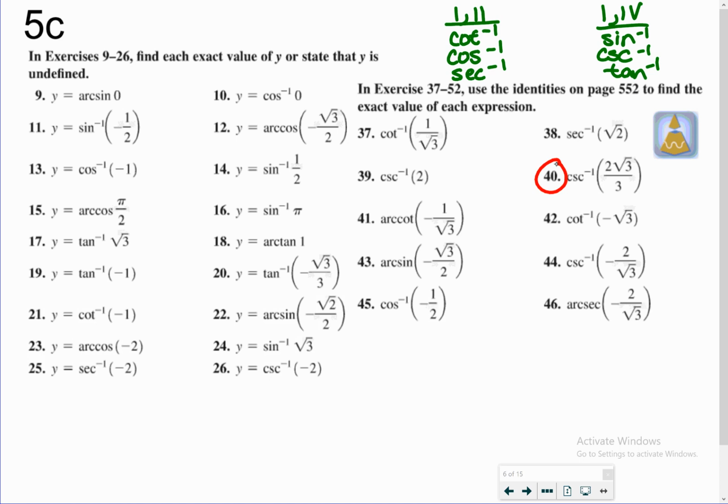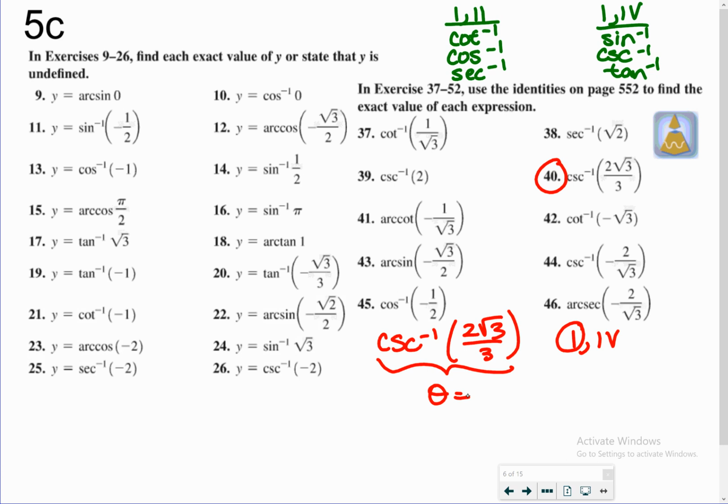All right. So it's inverse cosecant of 2 root 3 over 3. What two quadrants is inverse cosecant defined in? 1 and 4. Okay, but it's a positive number, my cosecant. So it's probably in 1. So it's got to be in 1. All right. So that's your job now, to figure out what angle in quadrant 1 has this cosecant.